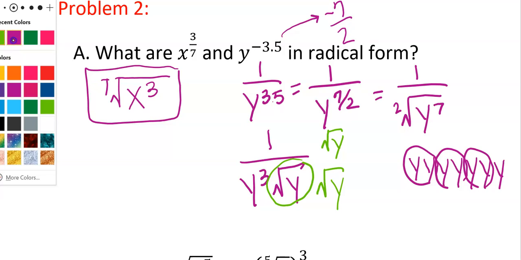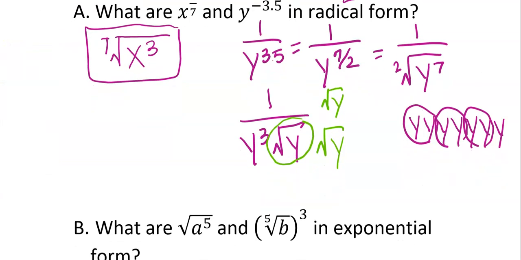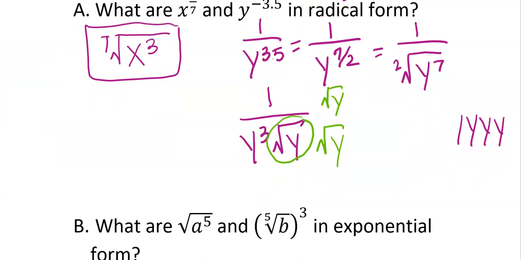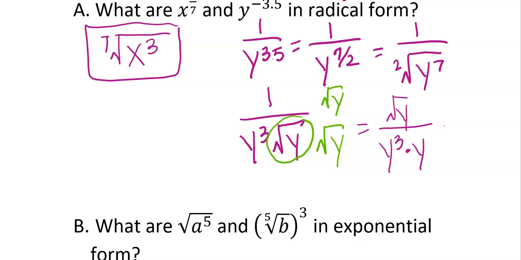So then we simplify a little bit more. So I'm going to erase these now. Okay. So 1 times square root of y on the top would be square root of y. On the bottom, we would have a y cubed. And then what's square root y times square root y? Y. Which makes it square root of y over y to the 4.